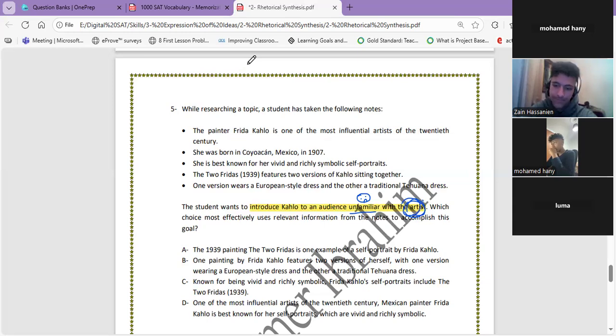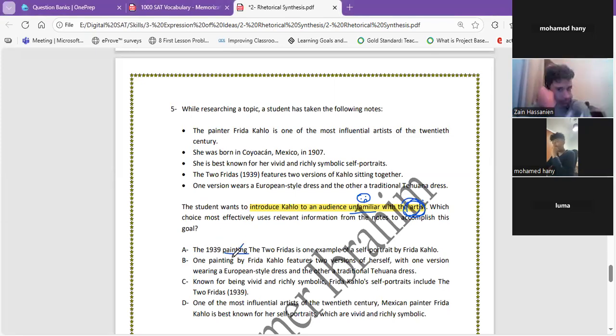Alhamdulillah. Okay. So, introduce Kahlo. No one got it wrong. Introduce Kahlo to an audience unfamiliar with the artist. The 1939 painting, I don't need the painting. I need the artist herself. The Two Fridas is one example of a self-portrait by Frida Kahlo.